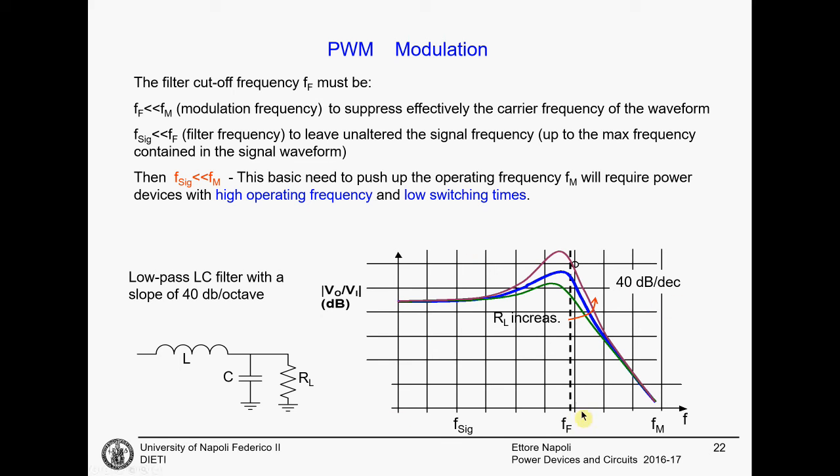In this plot we see the typical response of the LC tank. This is a function of the output load, but this is not very important because in our design the signal frequencies will be very much below the cutoff frequency f and must pass more or less unaltered, and the modulation frequencies must be very far away from the filter cutoff frequency and will be cut away by the filtering action.